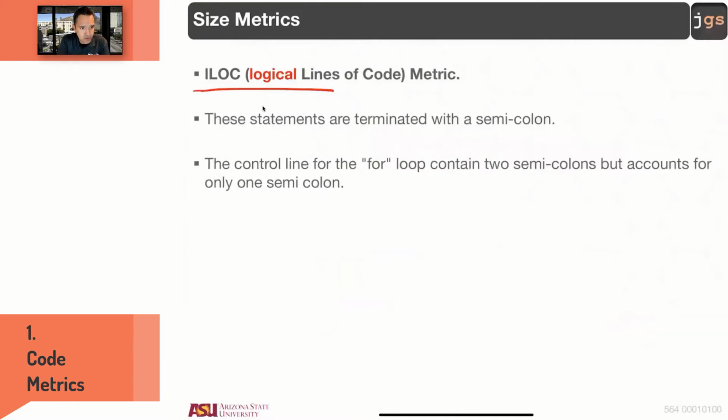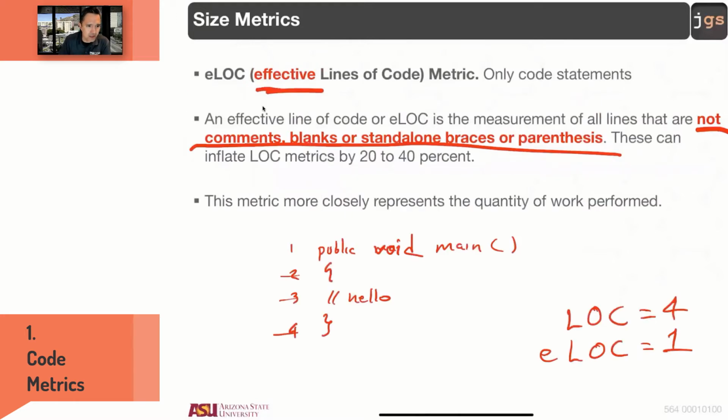Logic lines of code. Only the lines that end with a semicolon. Why? Because those are the ones that have instructions. So only the ones that end with a semicolon. In my previous example, 0. There is no line with semicolon. There was no instruction in the example that I put here.